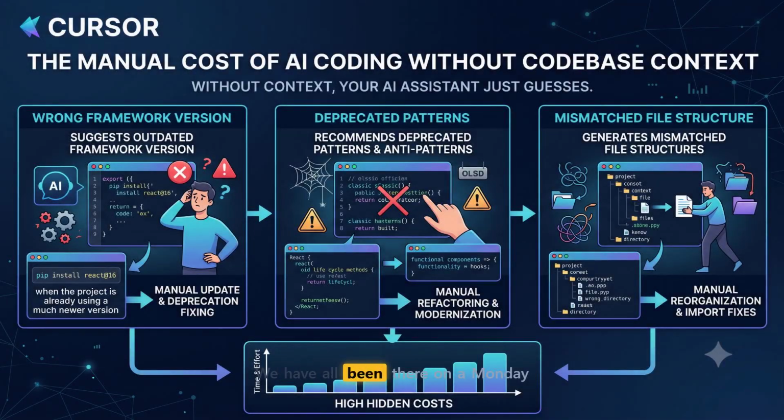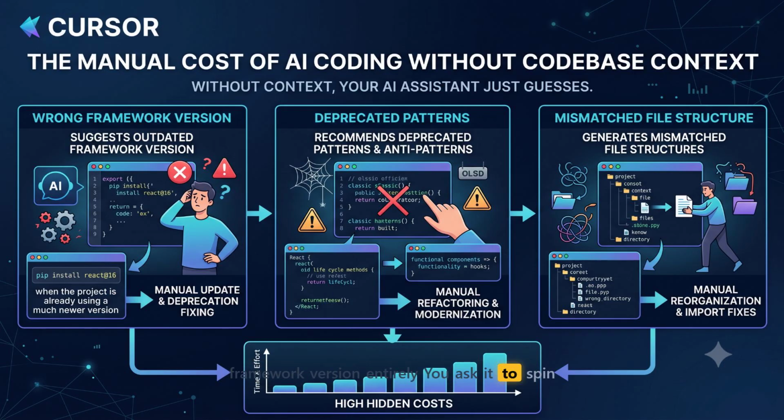We have all been there on a Monday morning, staring at Cursor or Windsurf, hoping it will just handle the heavy lifting for us. But look at the top left of the infographic. When you prompt an assistant without giving it the full picture of your code base, it has to guess. It sees a blank slate, so it throws out code for the wrong framework version entirely.